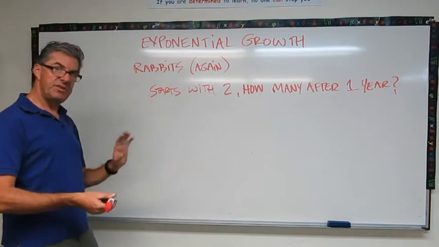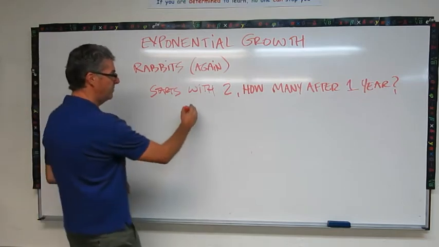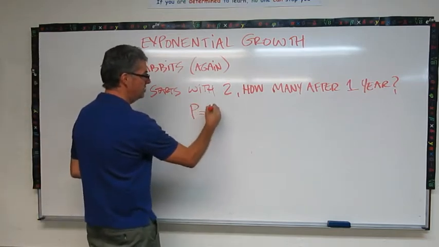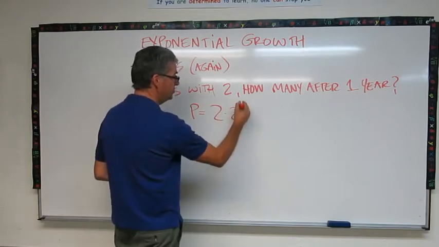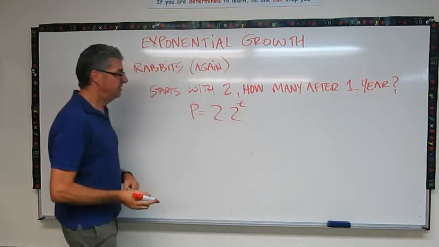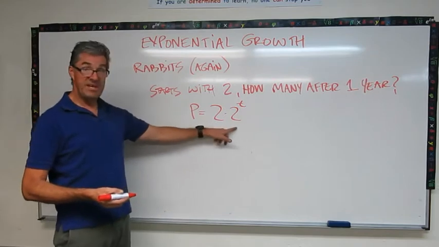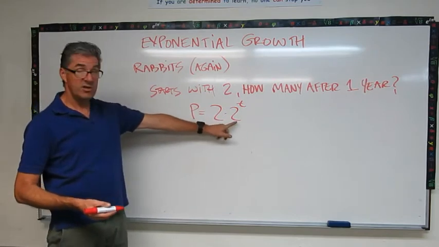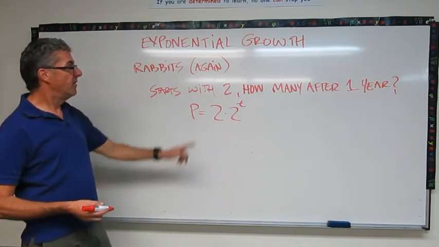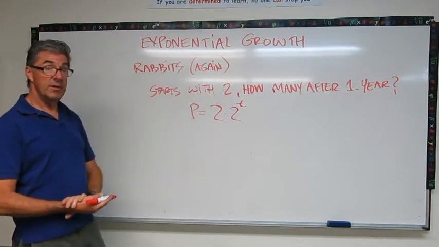Okay, so I'm going to put the equation up. The population would be 2 times 2 to the t power. That's the basic equation. We start with 2, and we have our doubling function. So in 1 year, what do I put in for t?